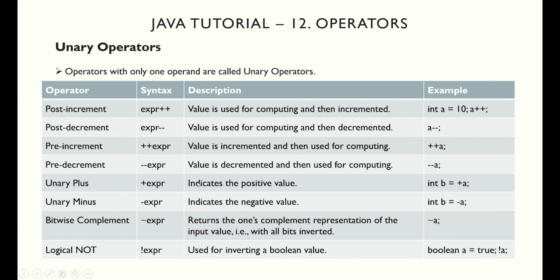Unary plus indicates the positive value. However, the numbers are positive without this. It performs automatic conversion to int when the type of its operand is byte, character, or short. Unary minus is used for indicating negative values. Bitwise complement operator returns the ones complement representation of the input value, that is, with all bits inverted. Logical NOT is used for inverting a Boolean value.